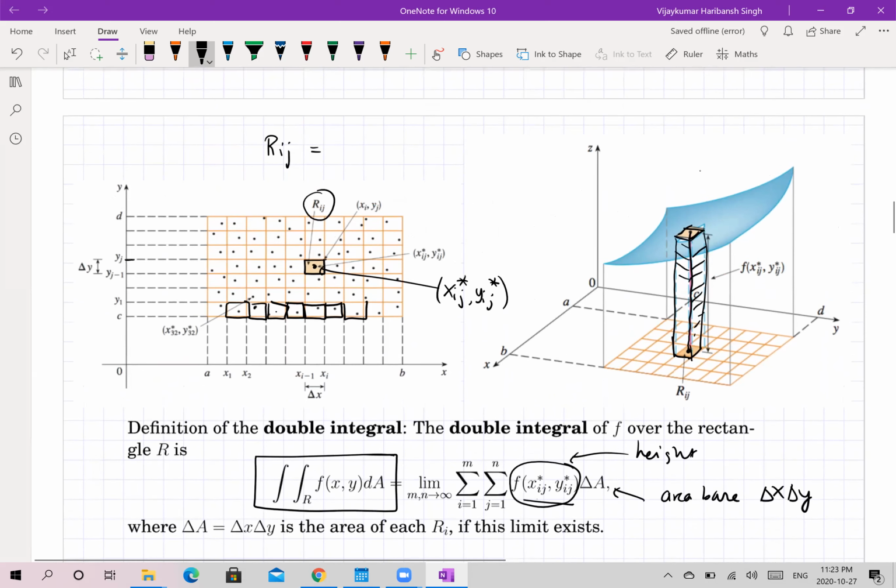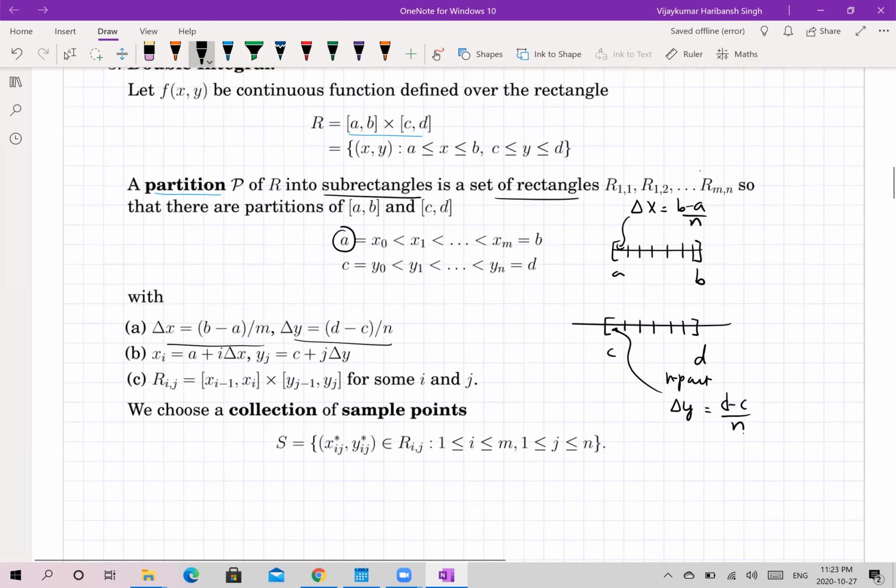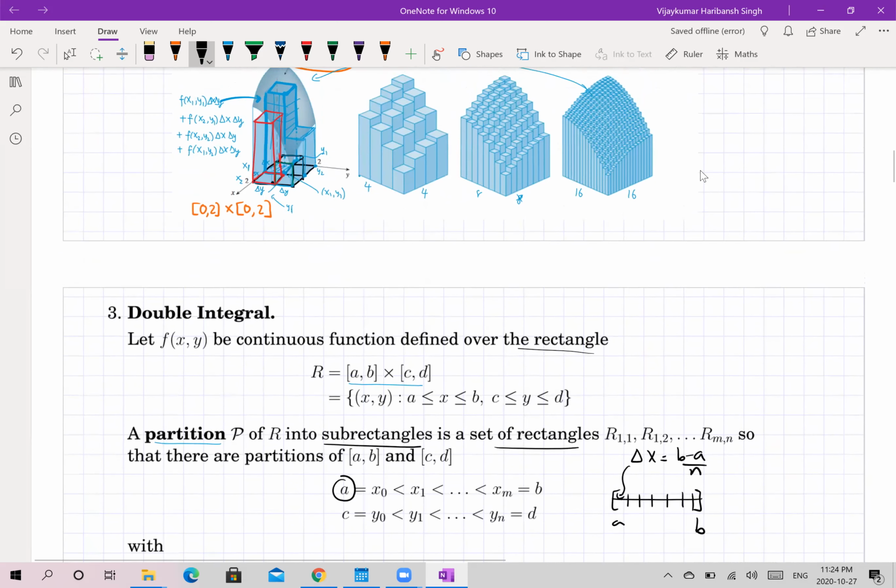Now note that if f of x, y is greater than or equal to 0 for all x, y in the domain, you get the volume under the surface. But in our definition here, we have nowhere said that f of x, y has to be greater than or equal to 0. So this defines a general double integral over rectangle R.